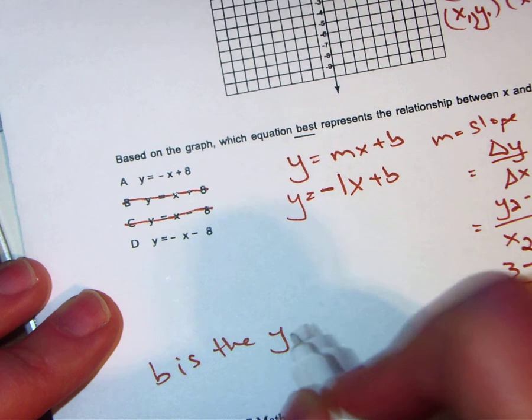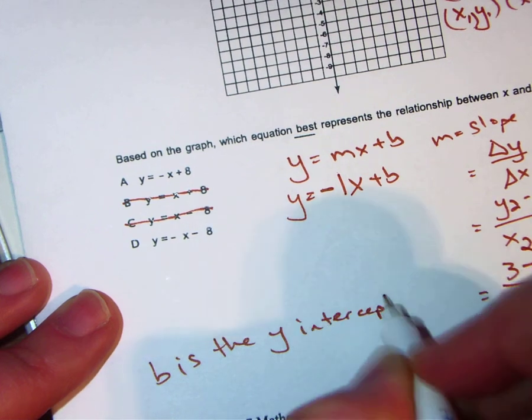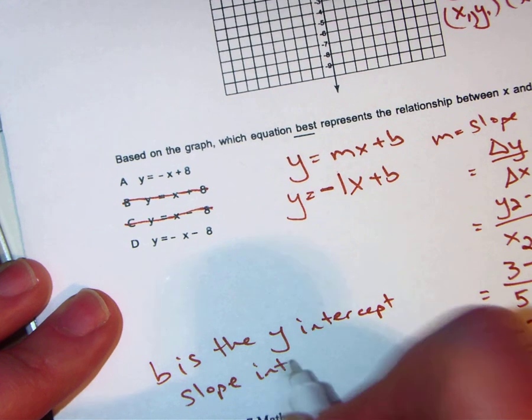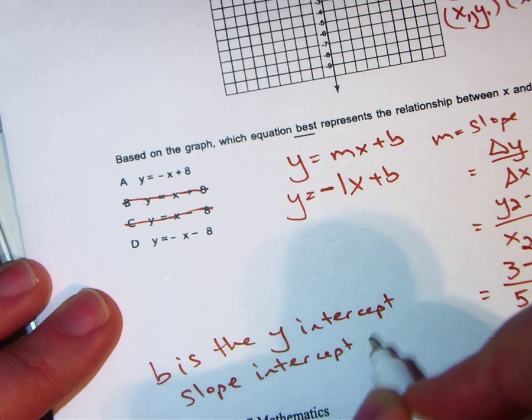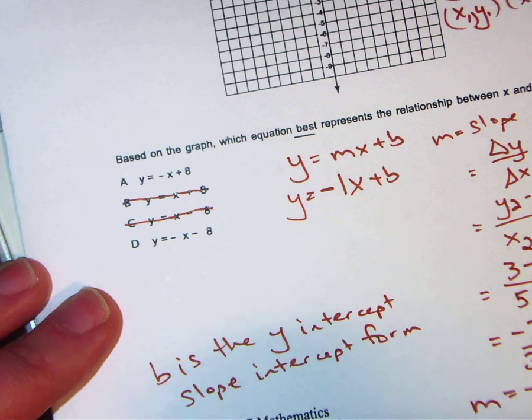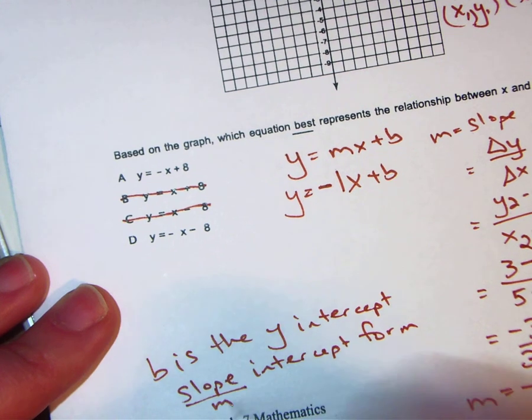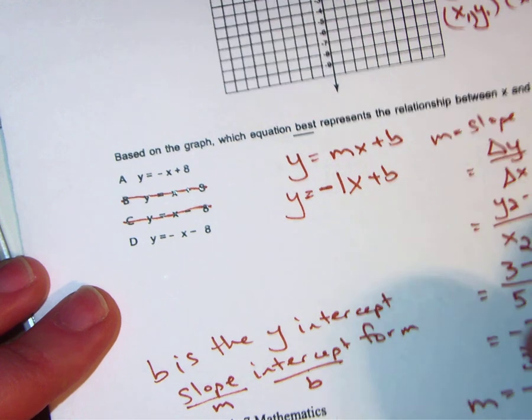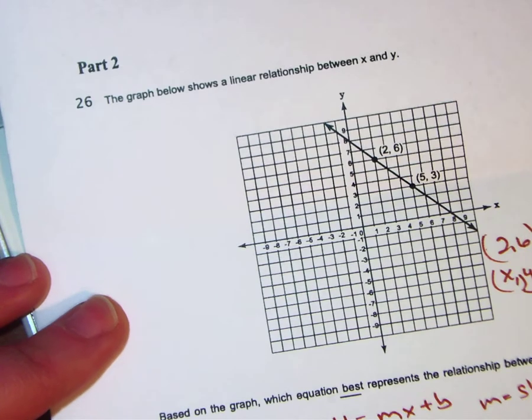the y-intercept. That is why it's called the slope-intercept form. Okay? So that's the slope-intercept form. The slope-intercept equation is y equals mx plus b. M is the slope. Intercept is the b. Okay? So if you look here, the intercept is where the line crosses the y-axis.